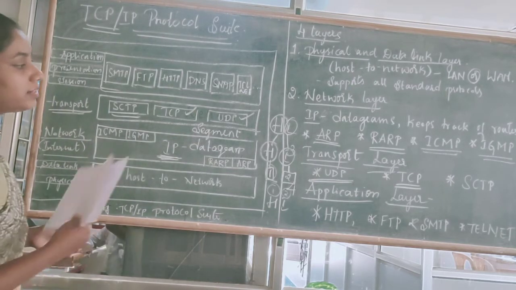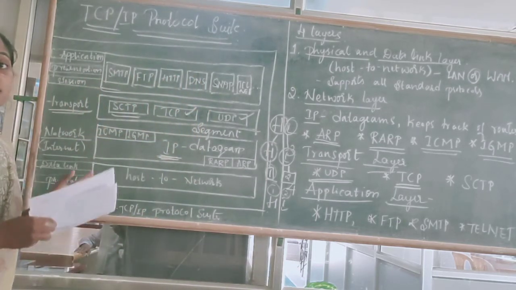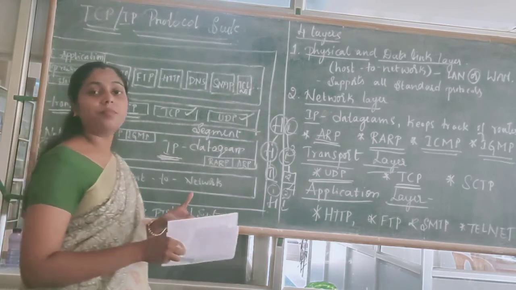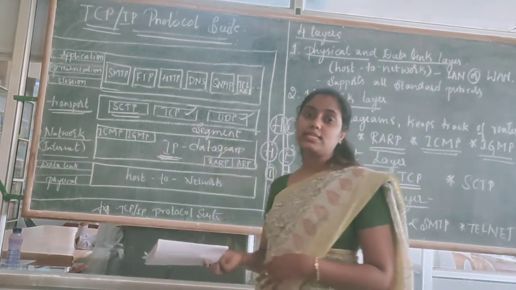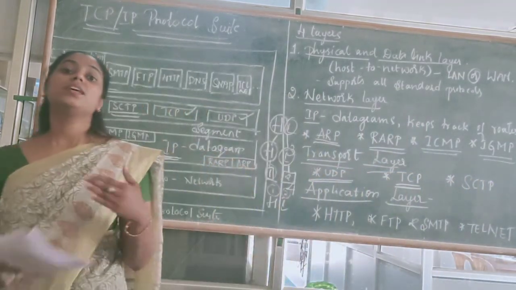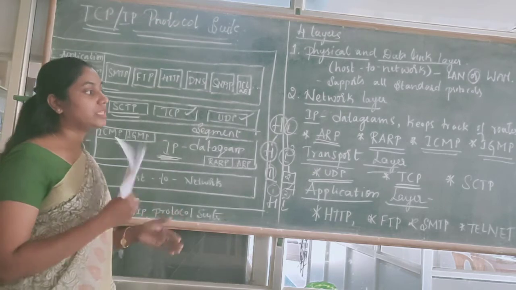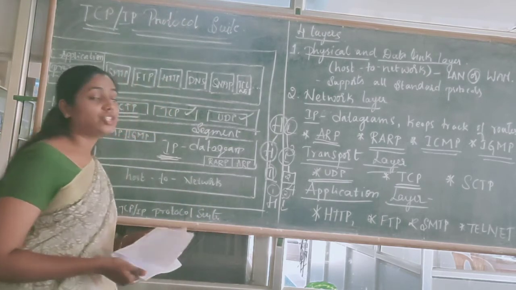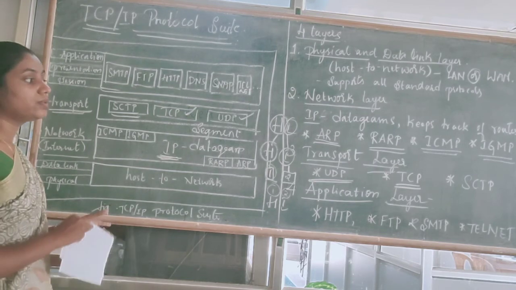And TCP is Transmission Control Protocol. In TCP, the data is split in the form of segments, and each segment is given a segment number. At the receiver side, these segments are rearranged. What is SCTP? This is for the newer versions of applications. It is Stream Control Transmission Protocol. It combines the best features of UDP and TCP.